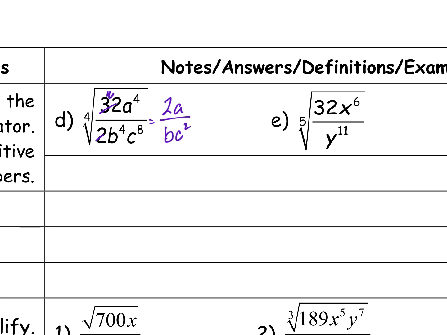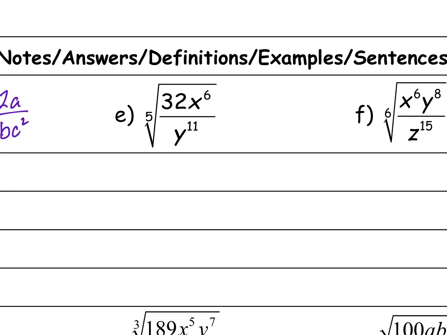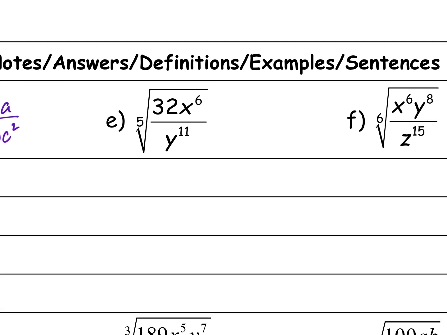Okay. The fifth root of 32 is 2x, and then we have the fifth root of x over y squared and the fifth root of y. Okay.